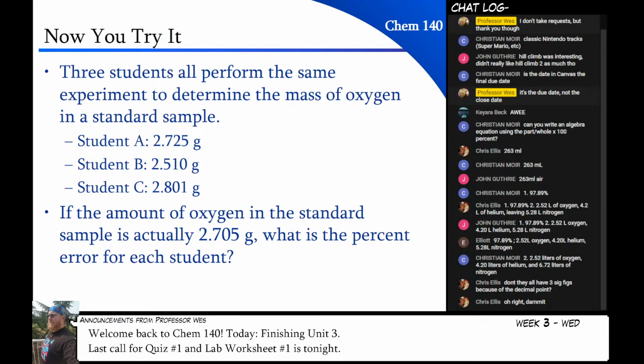So we have a standard sample of oxygen that is 2.705 grams. So every student that uses the standard sample should get that result. Any deviation from 2.705 grams is the result of some sort of error. Either the procedure was followed wrong, or they didn't take the correct amount of sample, or whatever. They should get this answer. Here are the answers that these students got. I want you to tell me the correct percent error for each student with the correct number of sig figs. Okay? So report your answers in the chat. We'll go over the answers together in just a bit.